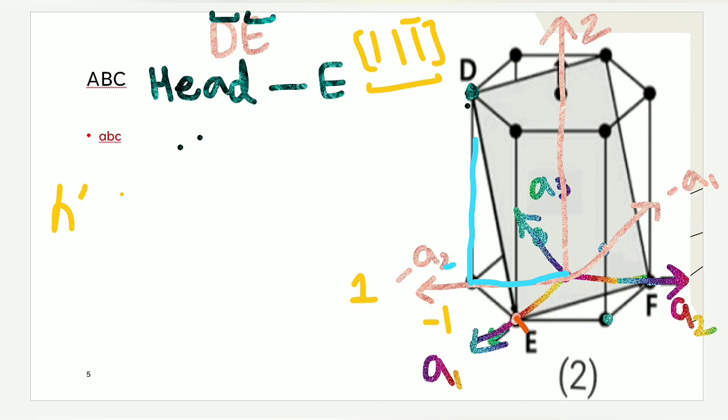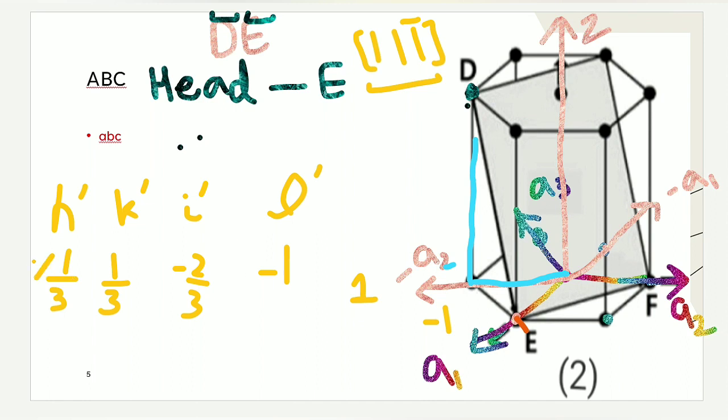We got 1 by 3, 1 by 3, and minus 2 by 3, and the last one is minus 1. Okay, so multiplying each of these by 3, because the fraction needs to be removed. The LCM of the denominators was 3, that is why we are multiplying each index by 3, and these 3s cancel out.